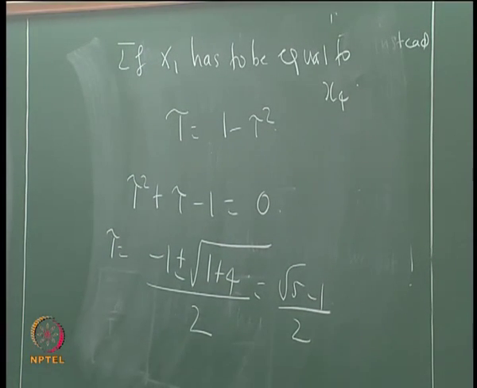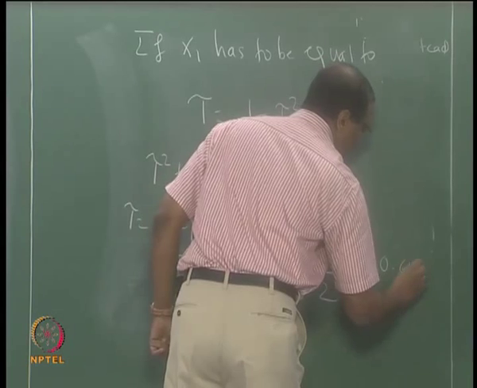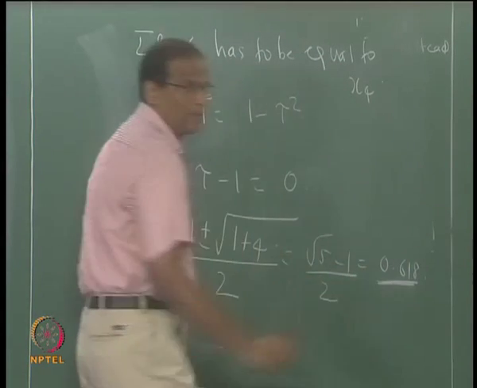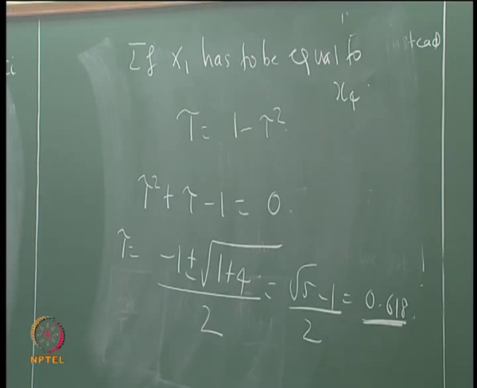what is this, 0.618. Yeah, what is root 5? 2.236, 2.236 minus 1, it is 0.618. Is this clear so far? Okay.